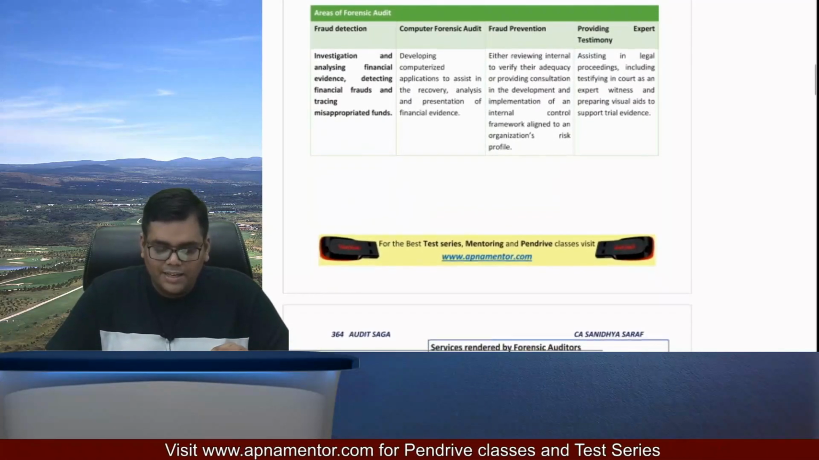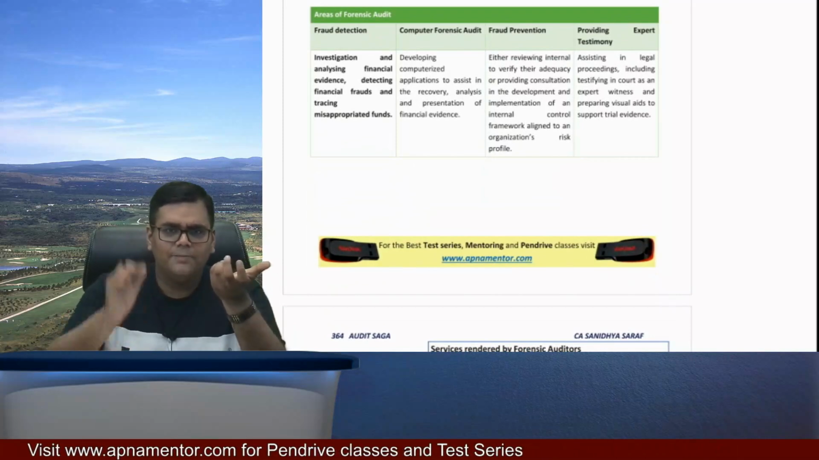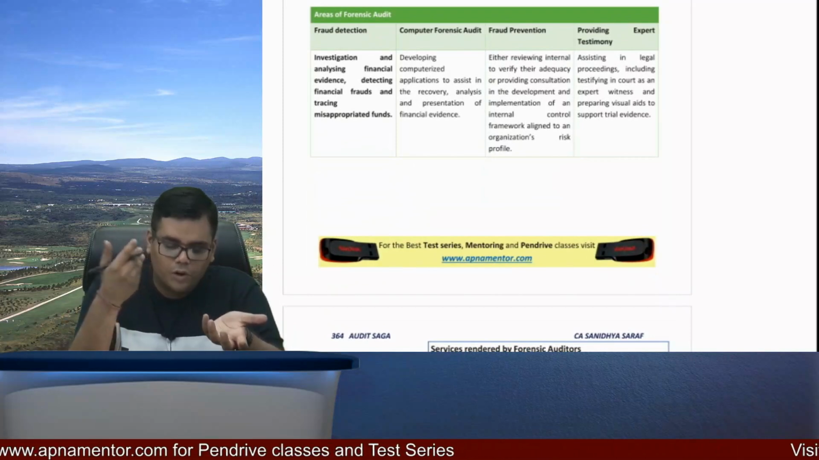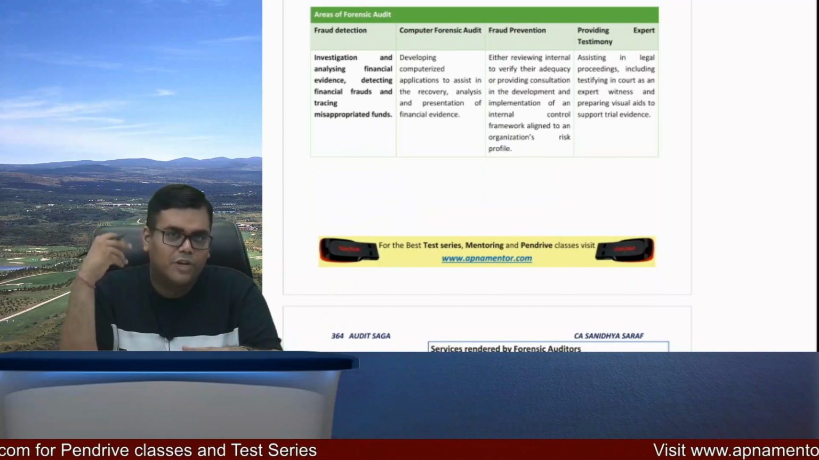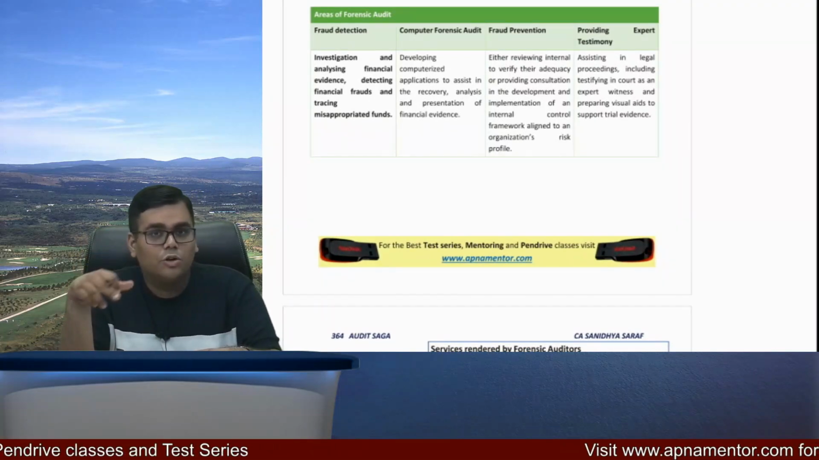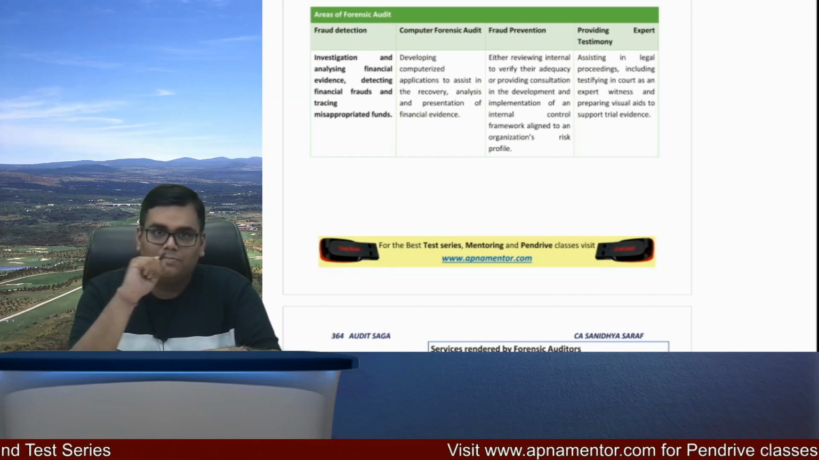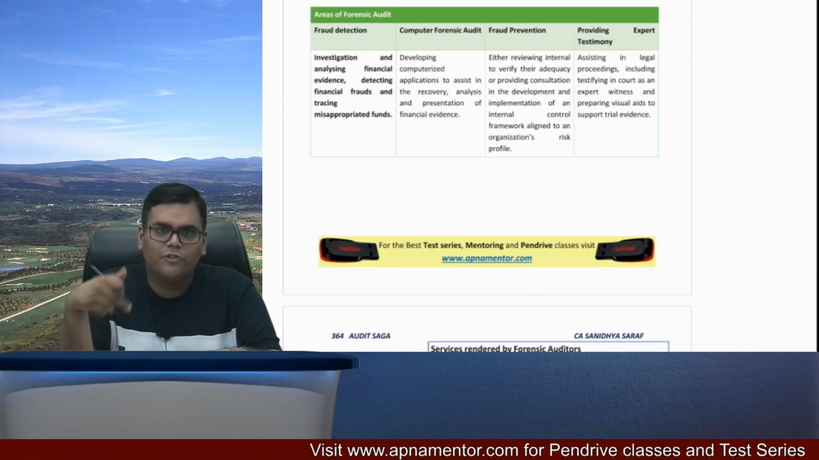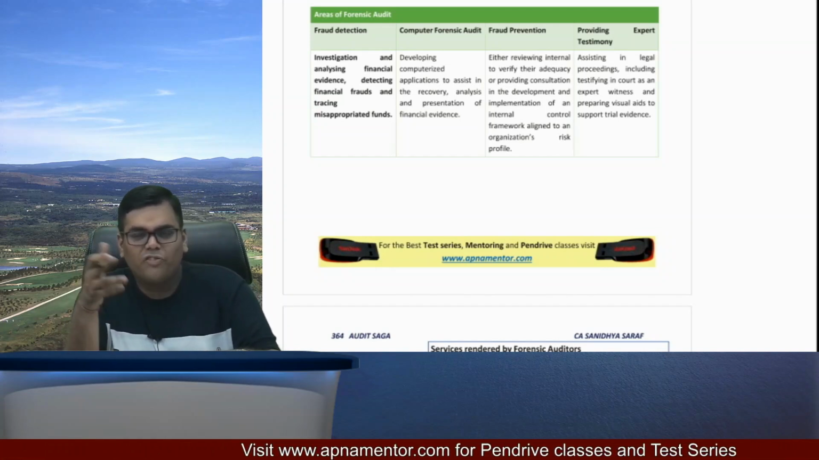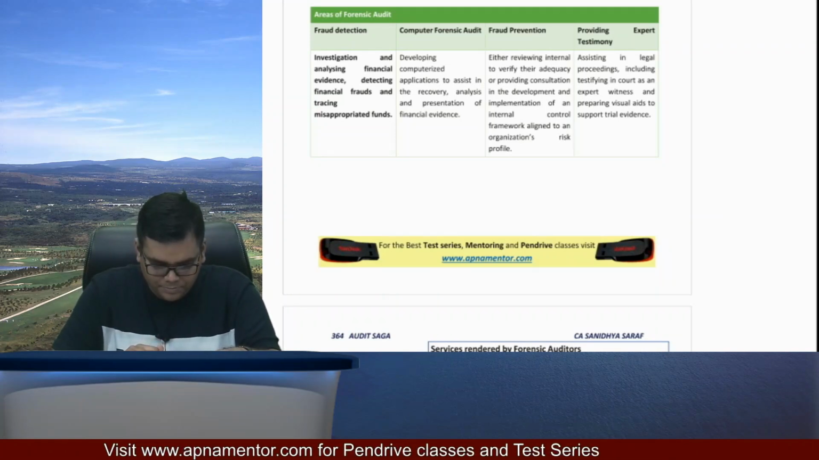What are the different areas of forensic audit? The major area of forensic audit is fraud detection and fraud prevention. Many companies, for example banks, before giving major loans, resort to forensic audit. Their objective is not fraud detection, their objective is fraud prevention. The insurance companies, before processing the claims, go for forensic audit. Their objective in that case is fraud detection.